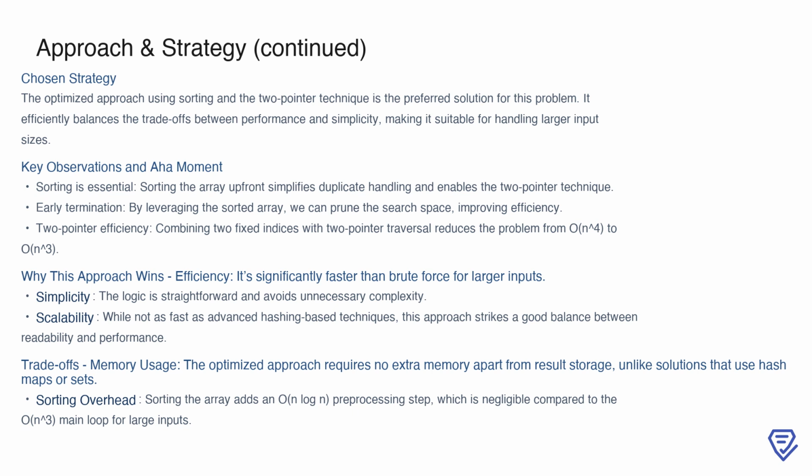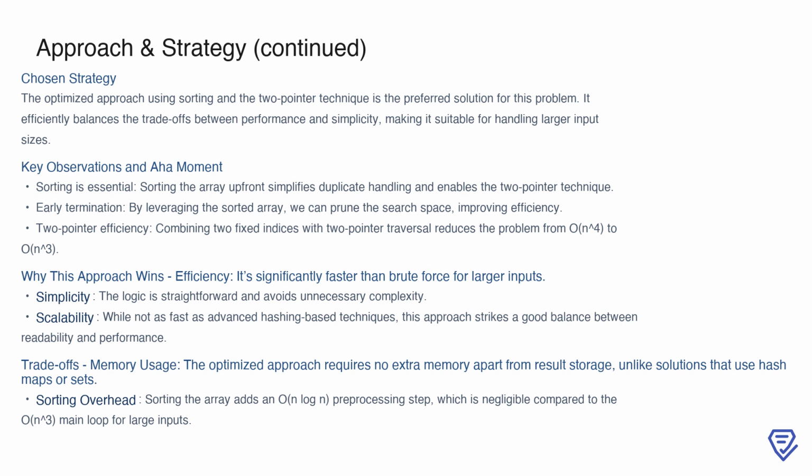Key observations underline the effectiveness of this strategy. First, sorting the array upfront is crucial, as it simplifies handling duplicates and facilitates the two-pointer traversal. Second, the use of early termination adds efficiency, as we can prune the search space whenever the current configuration is guaranteed to fail. Finally, the two-pointer technique itself is highly efficient, reducing the problem's complexity from O(n^4) in brute force to O(n^3). This approach excels because it is significantly faster than brute force for larger inputs, while maintaining simplicity and scalability.